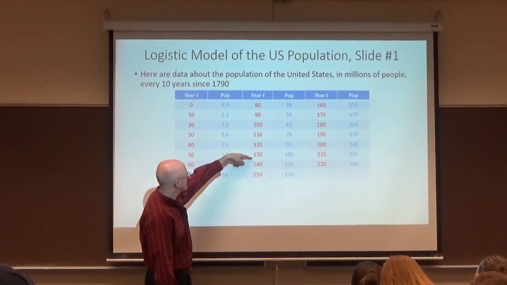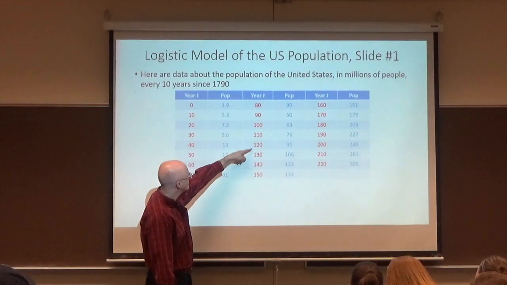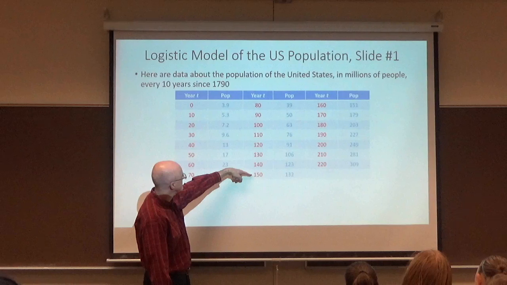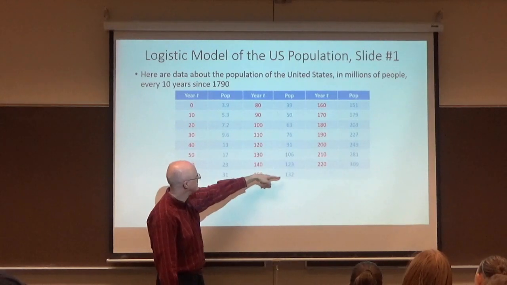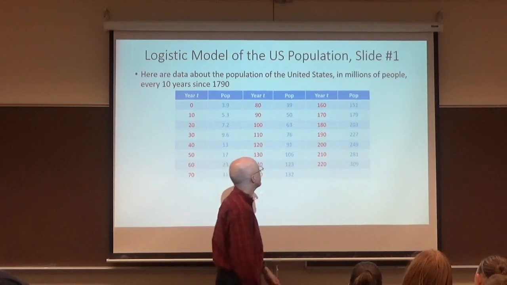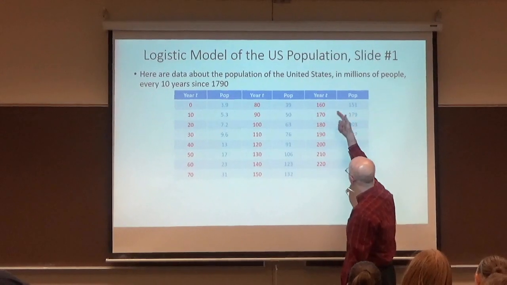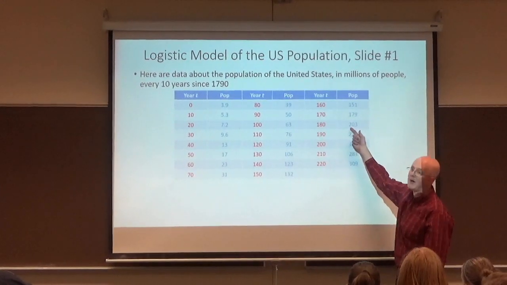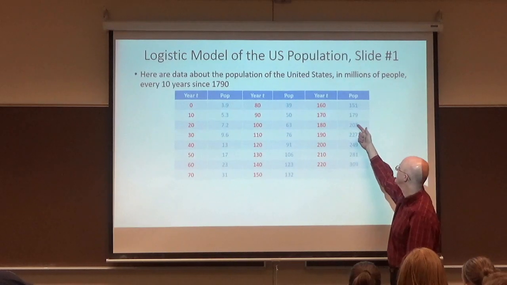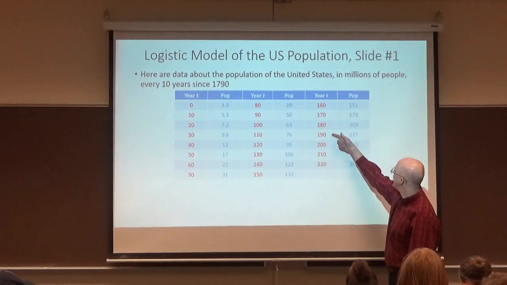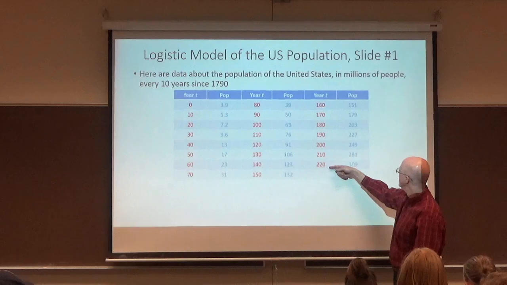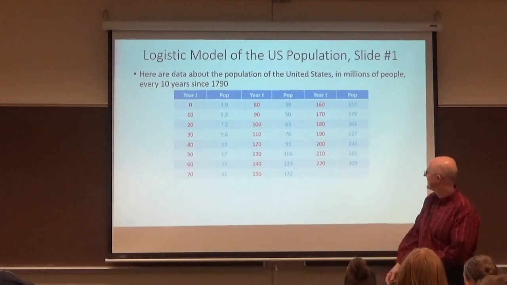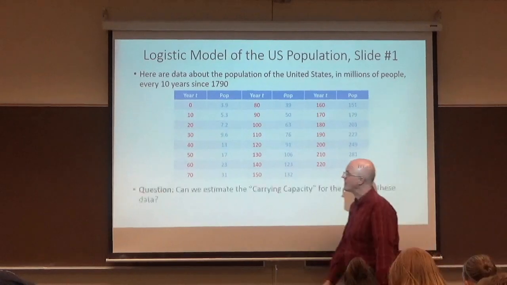In this region here was when World War I happened. World War II would be about 150 years after 1790, 132 million people. And this was 1950 here, 60, 70. I was born in 1968, so I was born right about when the population hit 200 million people. So that was 70, 80, 90, 2000, 2010 is 220 years after 1790. It was 309 million people.